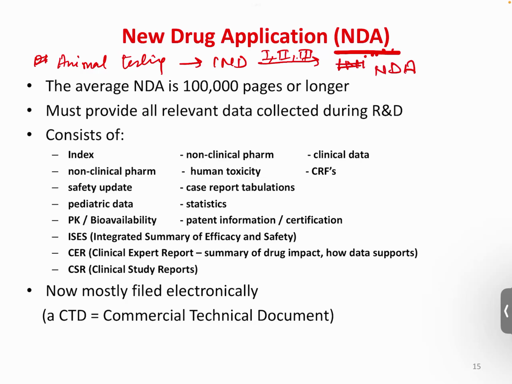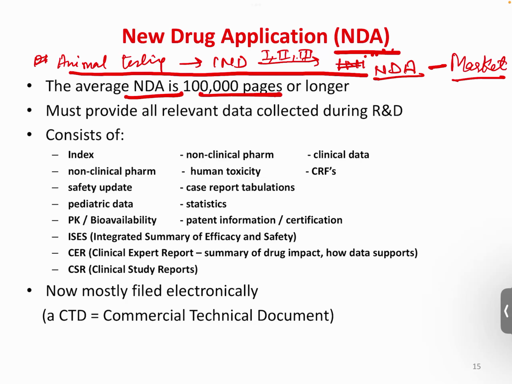Because with this application, you are trying to take permission to market your product. Basically, you are applying for a license. Drugs, vaccines, it is one thing that you can't sell without a license. So the NDA application is very long. Why so? Because whatever you have done from here to here will be part of your application.